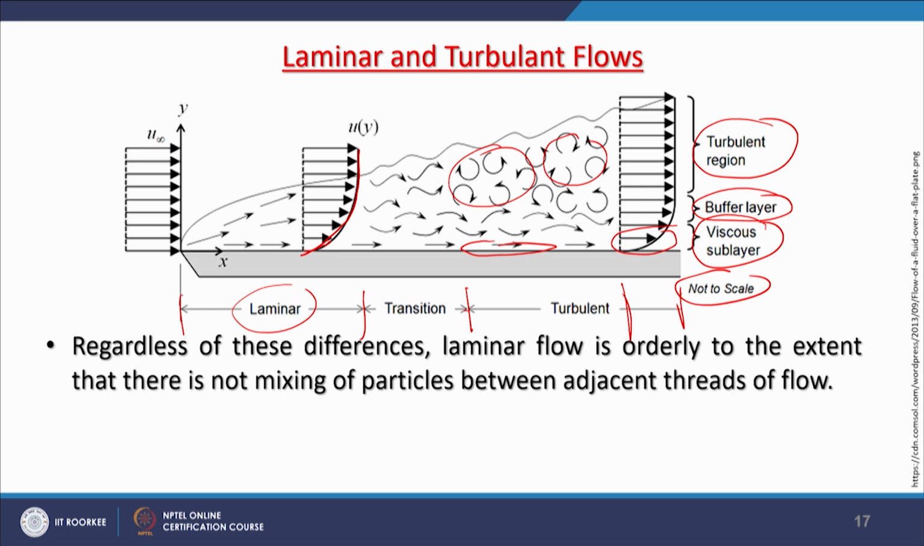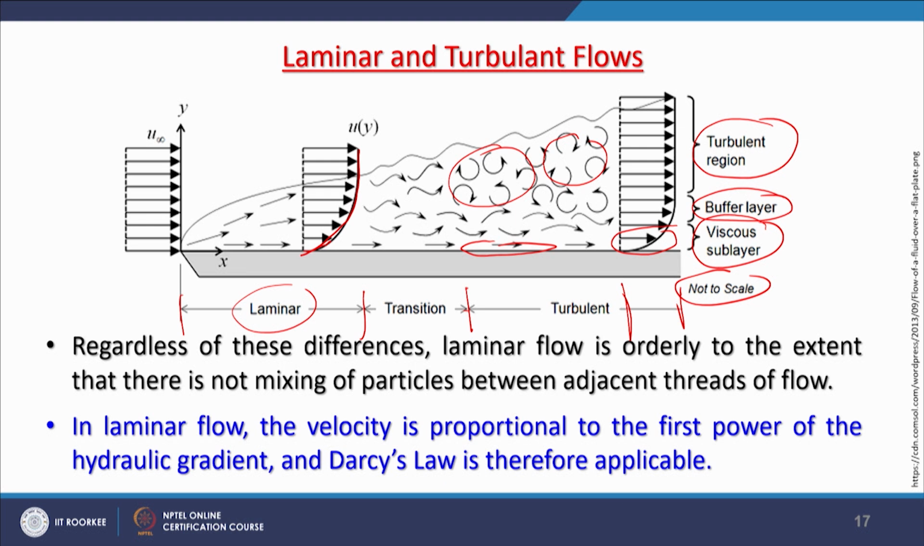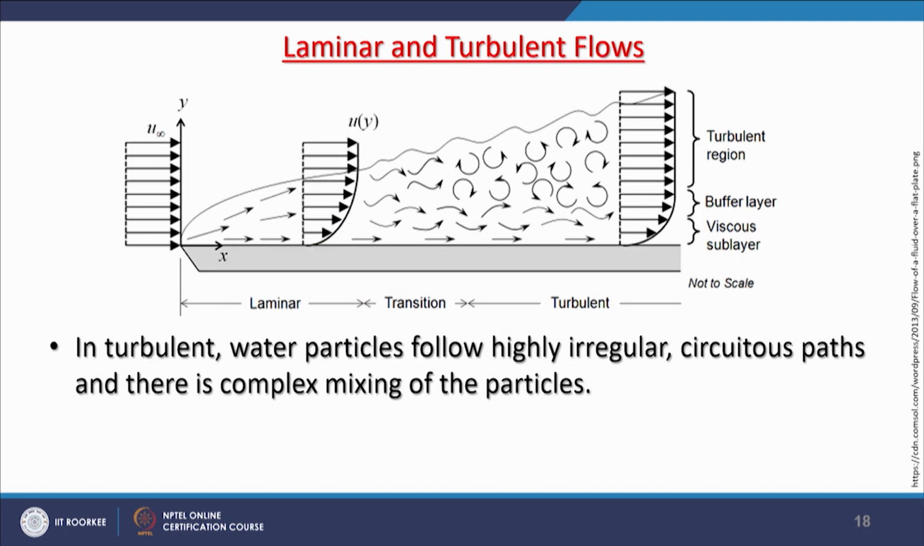So, as long as these conditions are there, the flow will remain laminar. In laminar flow, the velocity is proportional to the first power of hydraulic gradient, and Darcy law is therefore applicable. This I also said a few minutes before, that Darcy law is only applicable in case of laminar flow. As soon as your flow becomes turbulent, then Darcy law cannot be used to estimate the Q or other parameters.